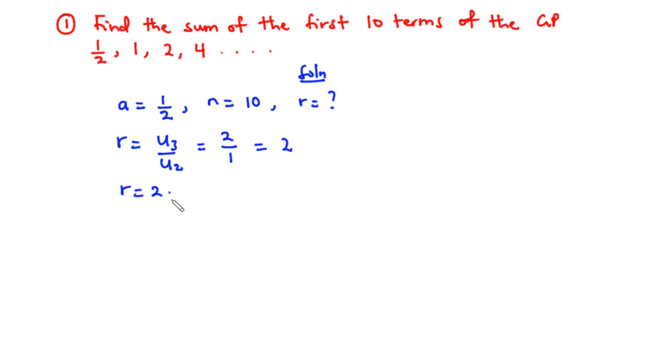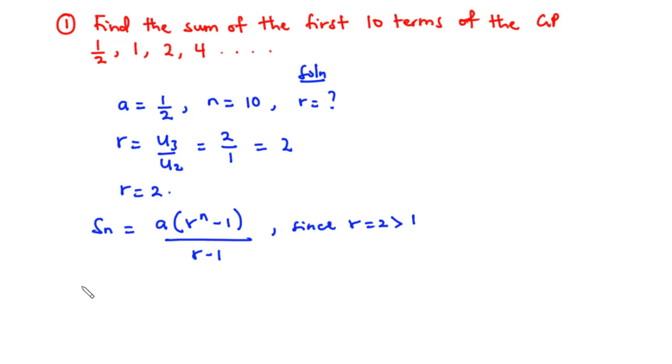Now, since r is greater than 1, we are going to use the formula Sn equals a times r exponent n minus 1 over r minus 1. Since r is greater than 1, we are going to use this formula. Now let's substitute the values of r, a, and n into this expression. So we have S10 equals a is 1 over 2, so 1 over 2 times r, which is 2 exponent 10 minus 1, divided by r, which is 2 minus 1.